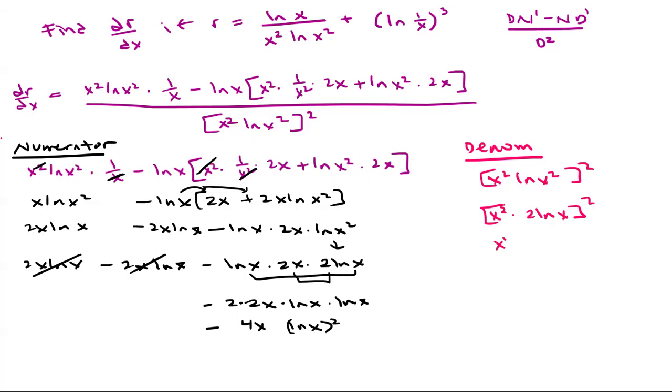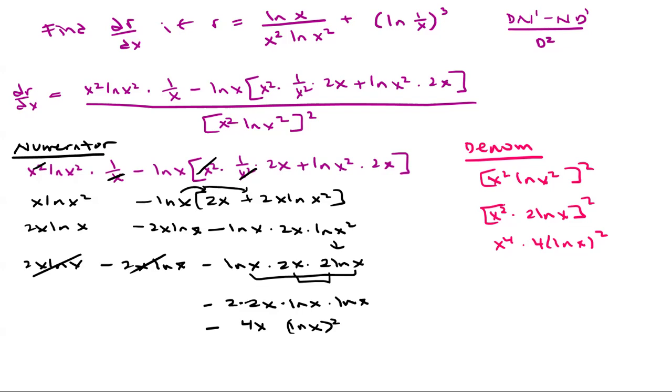So now I can do x to the fourth times 4 ln of x squared. Okay. All right. So again, I'm just squaring each of the terms. So that's how we get the denominator. Okay. So now let's put that together.